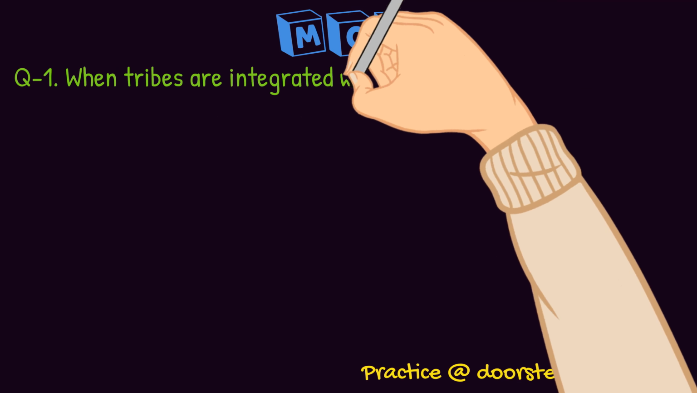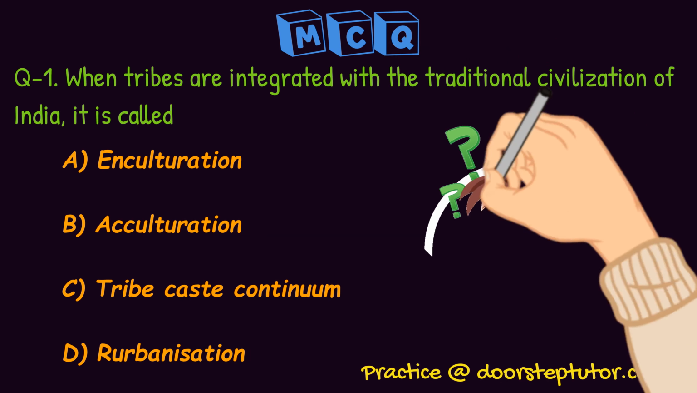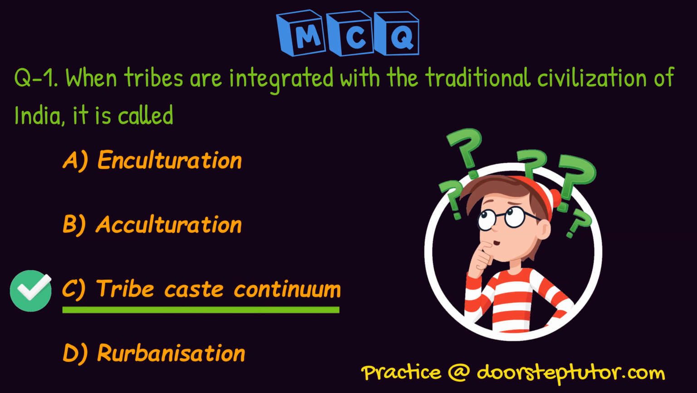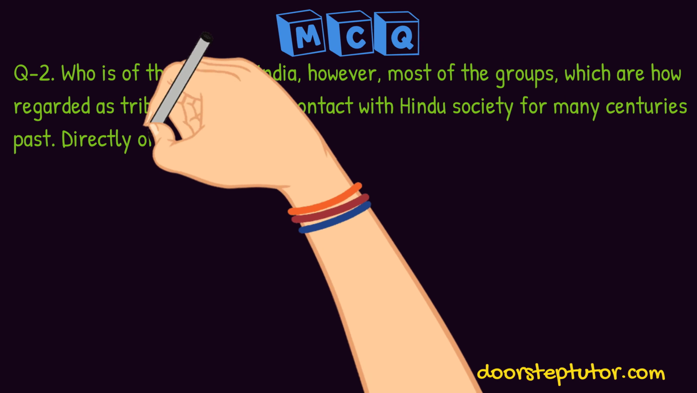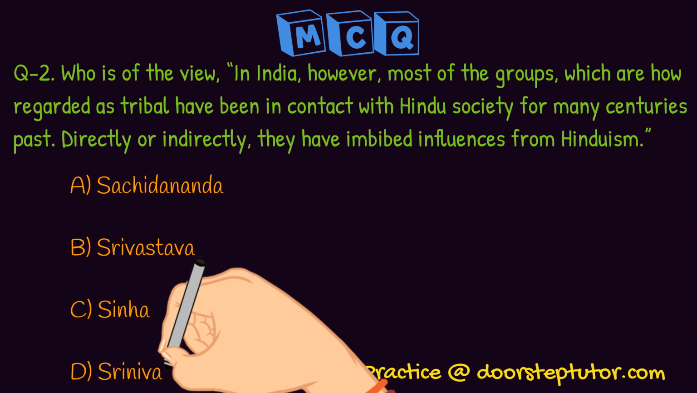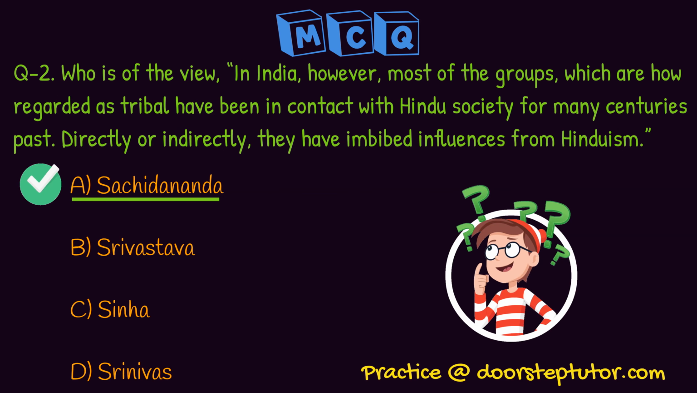When tribes are integrated with the traditional civilization of India, it is called as tribe caste continuum. Option 3 is correct. Question number 2. Who is of the view in India? However, most of the groups which are regarded as tribal have been in contact with Hindu society for many centuries past. Directly or indirectly, they have imbibed influences from Hinduism. This was said by Sachidananda in his study of tribe caste continuum.